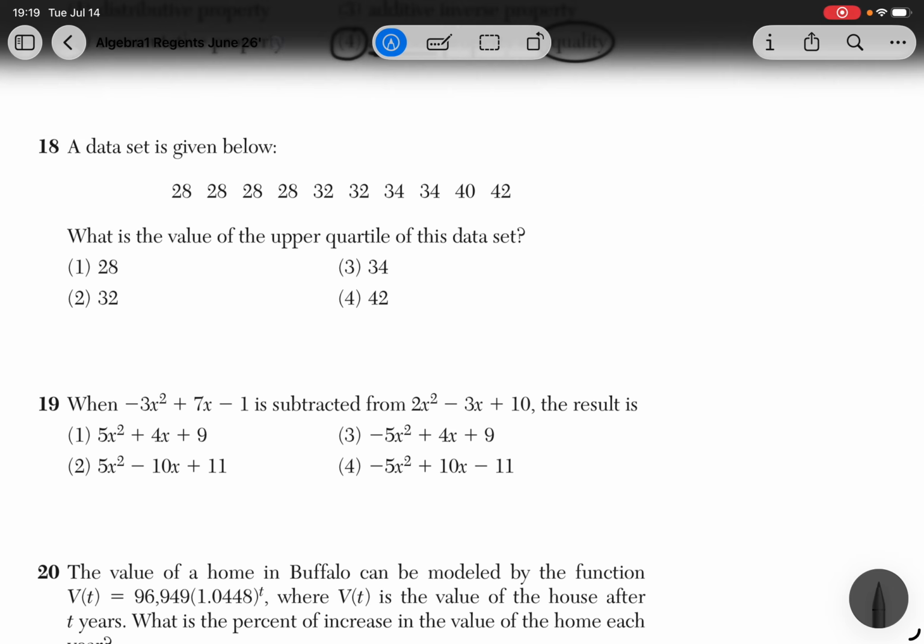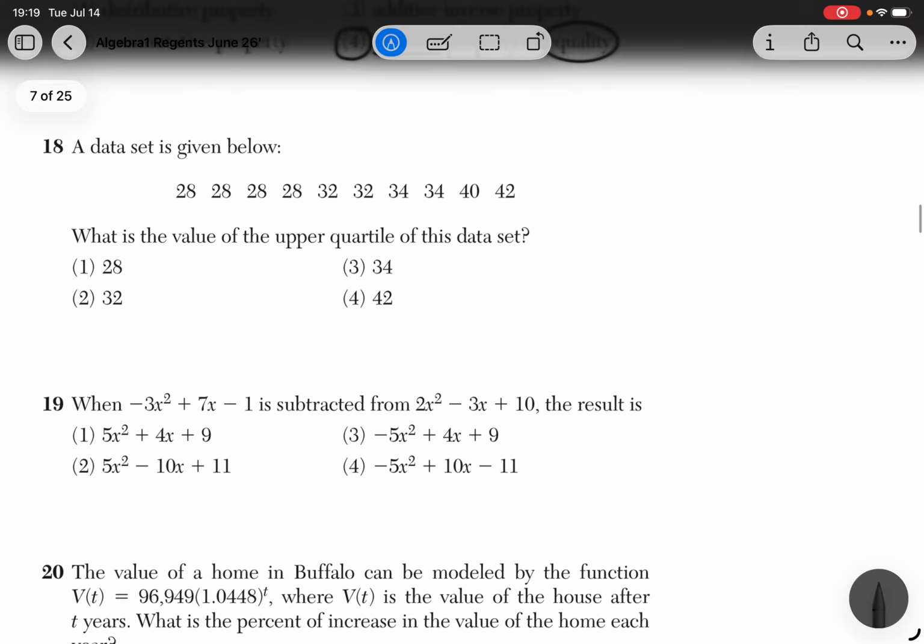Okay, the data set is given below. What is the upper quartile of this data set? So the upper quartile is talking about quartile 3. You can, of course, put this into your calculator and do your 5 number summary, but I'm just going to do this out. So we need to find our median, which is the number in the middle.